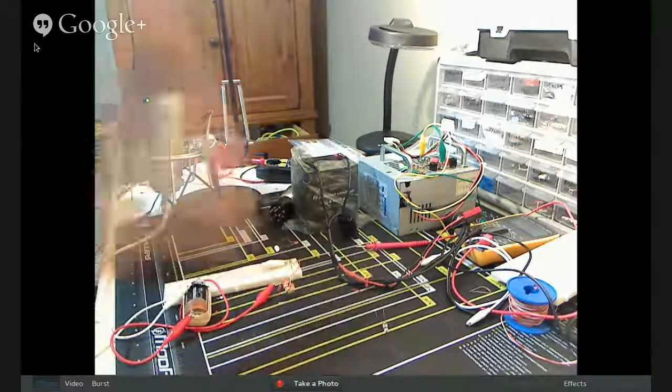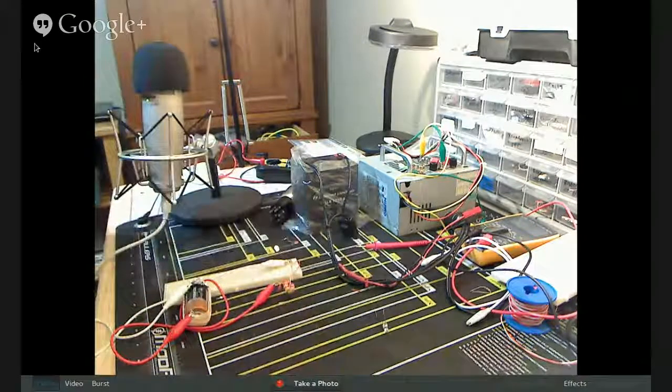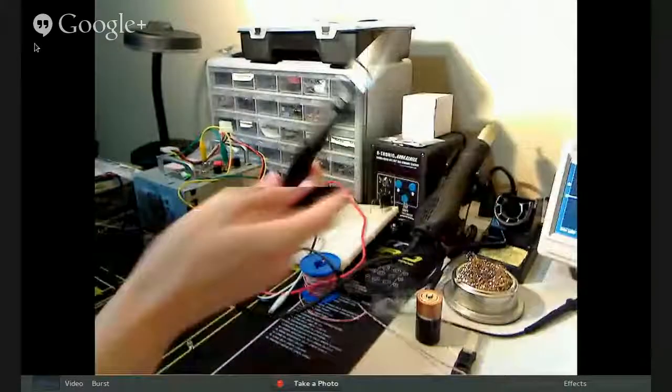If you don't want to do breadboard construction, we can do a segment on making something a little more permanent. You'll need a soldering iron.